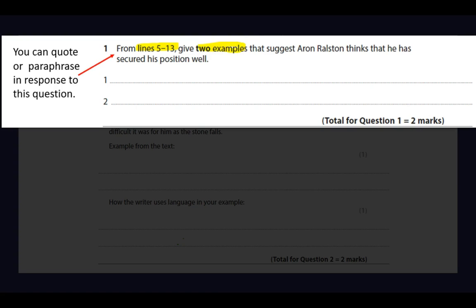Now although you are not told directly that you can use your own words, it is acceptable to paraphrase in response to this question. You can either quote directly or you can paraphrase, but the advice remains the same. If you are going to paraphrase, be very clear about what the quotation you're paraphrasing actually means. Okay, so those 2 examples that we're either going to quote or paraphrase need to show that Aaron Ralston thinks he secured his position well.